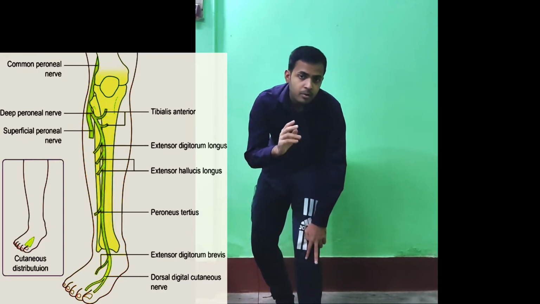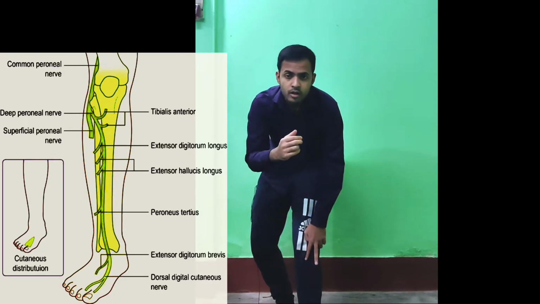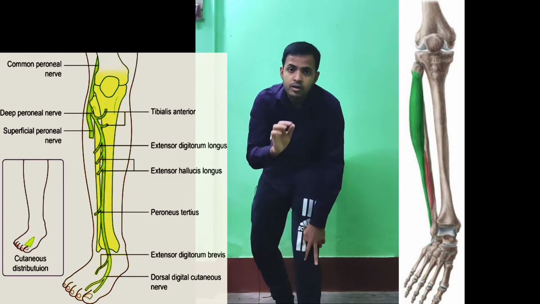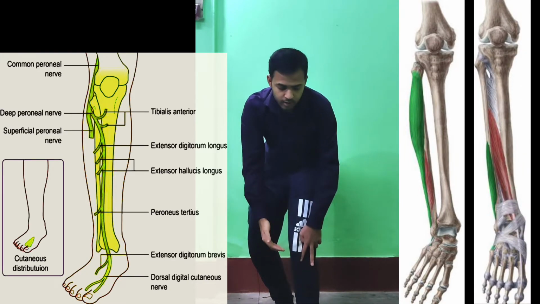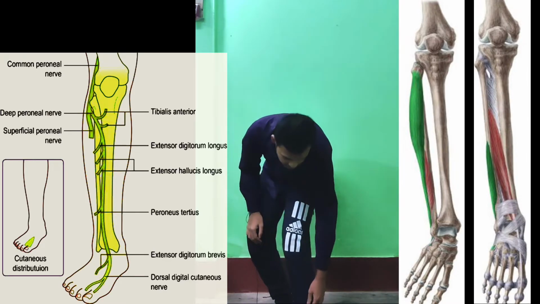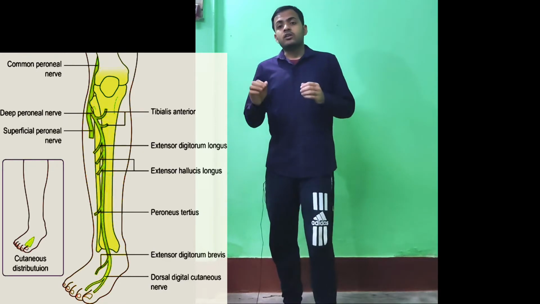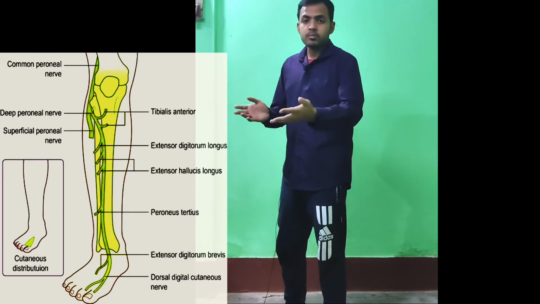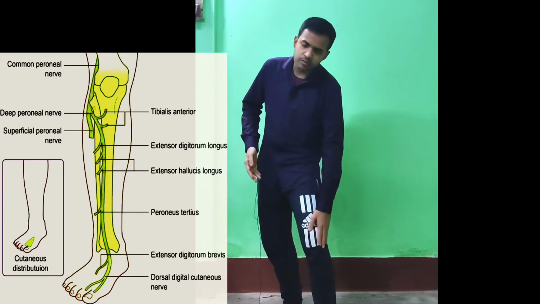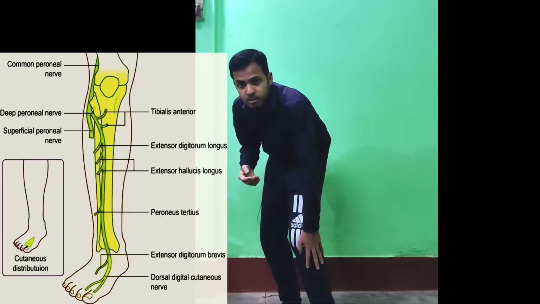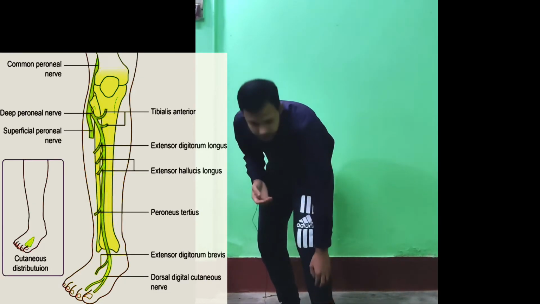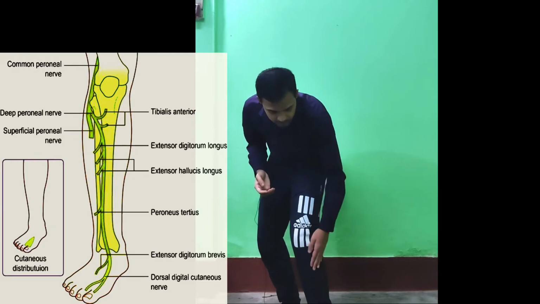Now this superficial peroneal nerve gives only two branches. One branch for the fibularis longus muscle, another for the fibularis brevis muscle. Okay, both muscles are present in the lateral position of our leg. Now the deep peroneal nerve, as you can already guess, deep means it remains in the deep position of our leg, and in the deep position it supplies our extensor digitorum longus, extensor hallucis brevis and tibialis anterior.